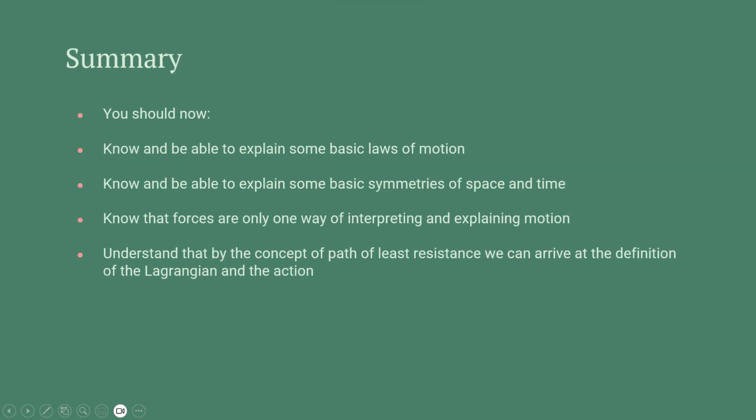Great. So now you should know how to explain some basic laws of motion using the Lagrangian, and realise that forces aren't necessarily the only way to interpret this. Next time we'll get right into Noether's theorem and see what it's all about.